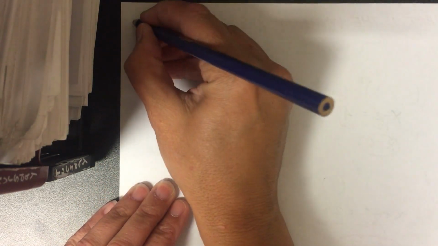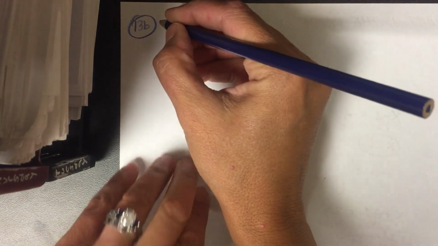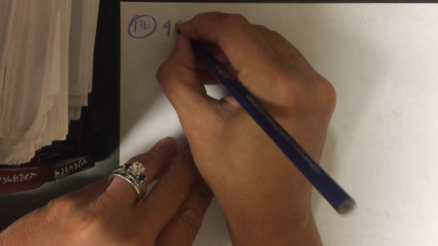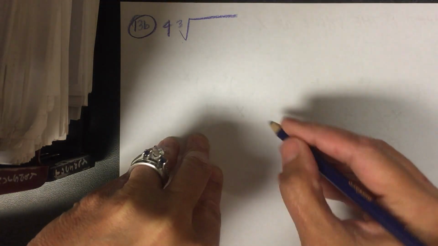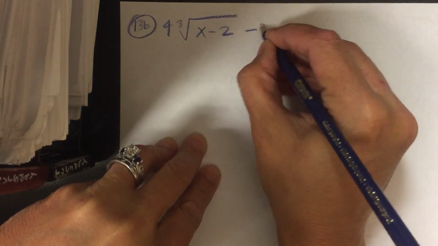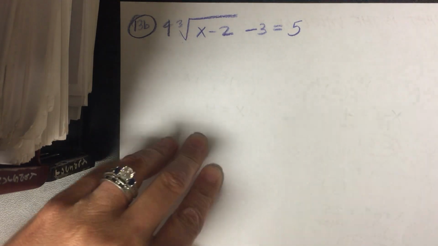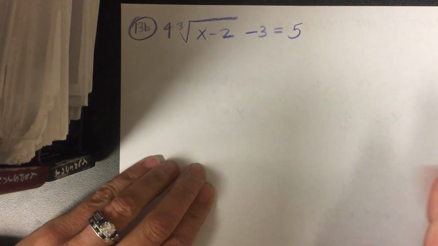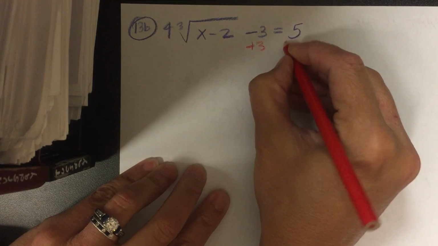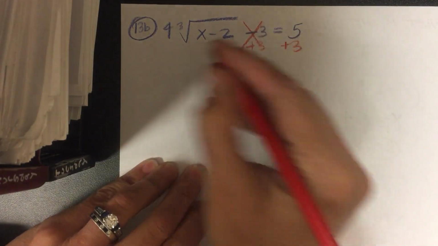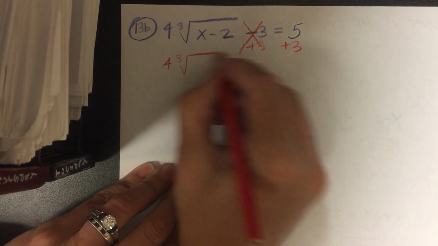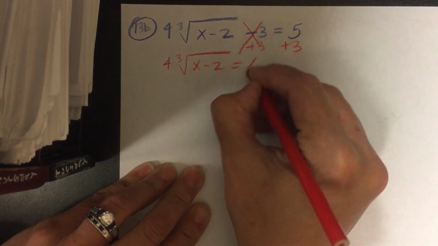So let's do another one. Let's do the next one on the cube root. Let's do part B. So this is going to be 13b. 13b is 4 times the cube root of x minus 2, minus 3 equals 5. So again, my first step is going to be to do any addition or subtraction. I've got to move that 3 over, so I'm going to add it. So that leaves me with 4 times the cube root of x minus 2 equals 8.